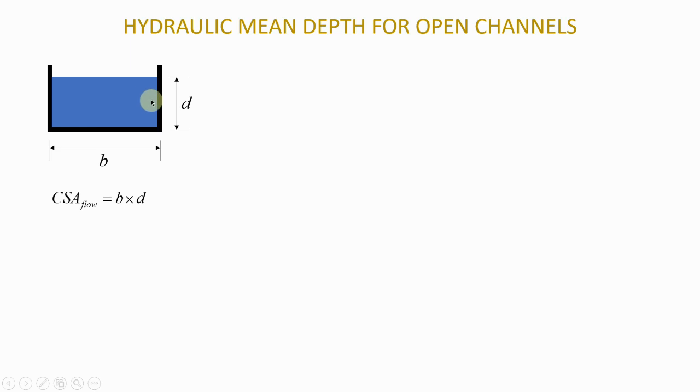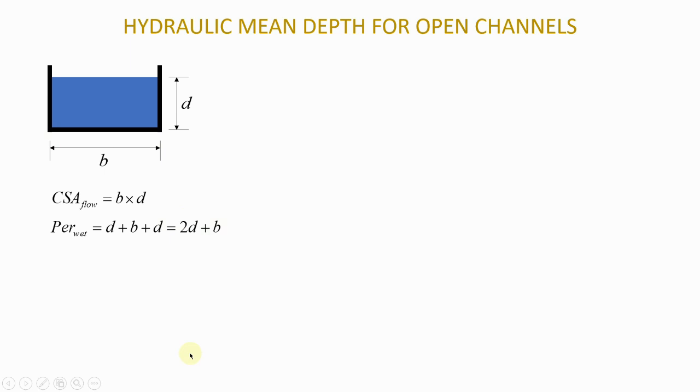So the perimeter of the tank that gets wet is just this length here plus that length there and plus this length here. So the wetted perimeter therefore is going to be equal to D plus B plus D. And because we have D and D, you can very well say 2D plus B. So that will be the wetted perimeter.